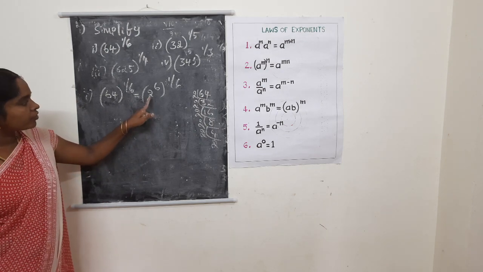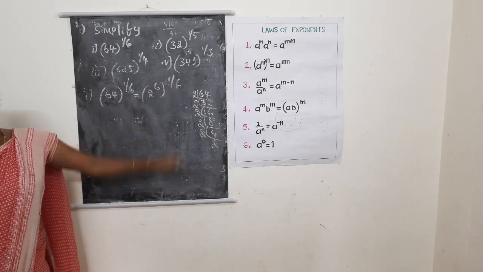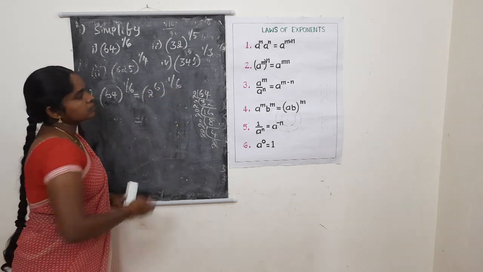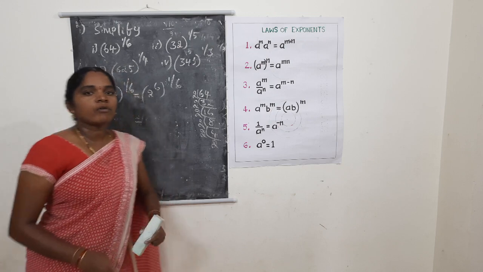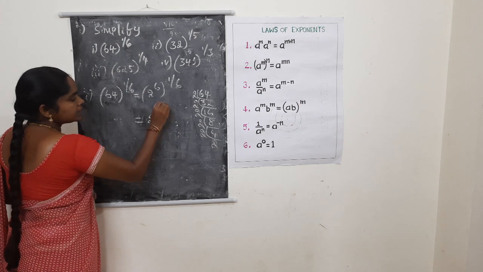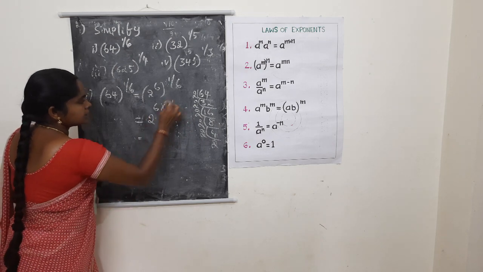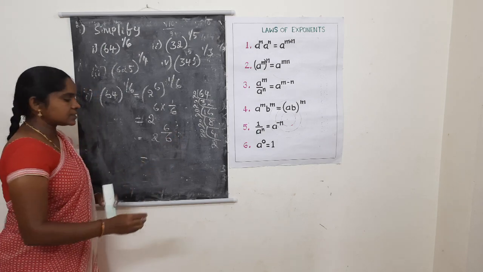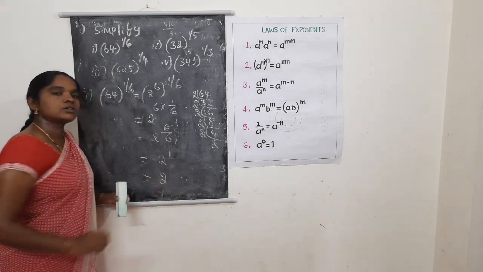So this is in the form of (a power m) whole to the power of n. This is the second law: (a power m) whole to the power of n equals a to the power of mn. So this can be written as 2 to the power of 6 into 1 by 6, that is 2 to the power of 6 by 6. 6 by 6 value is 1, so 2 power 1, and 2 power 1 value is 2.